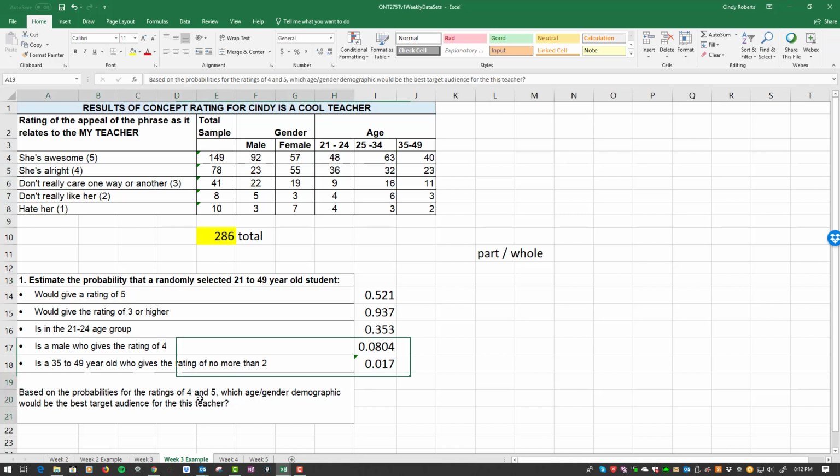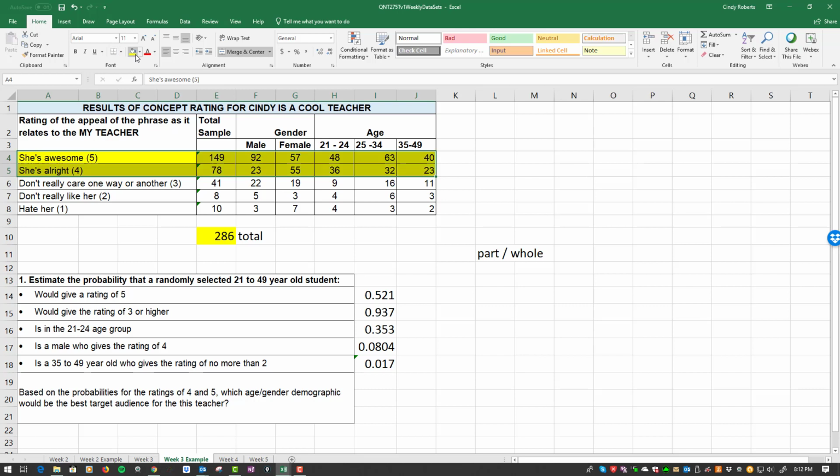And then here it says based on the probabilities for the ratings 4 and 5. So in other words, I'm just looking right here based on the probabilities for 4 and 5. What would be my best target audience? It looks like it would be a male. What I'm looking for is the highest value. It looks to me like it would be a male, okay? And it also looks like the age group would be 25 to 34.